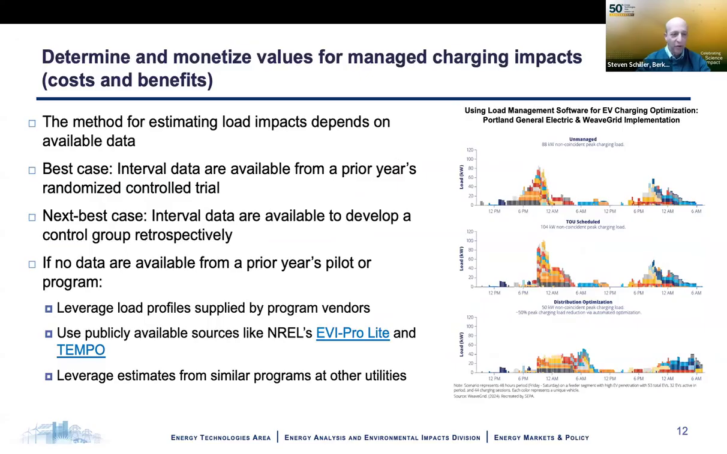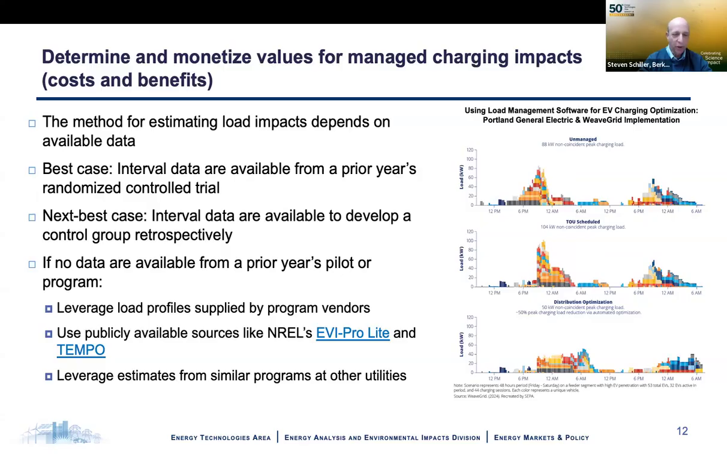So now you have to come up with monetary values for this. This is typically going to be associated with your utility rates. So you have kWh and kW impacts, primarily moving kW from one time period to another. And hopefully you're going to have some interval data available that demonstrates how these programs have an impact, based on prior programs from prior years, or maybe from your randomized control trial, your control study.